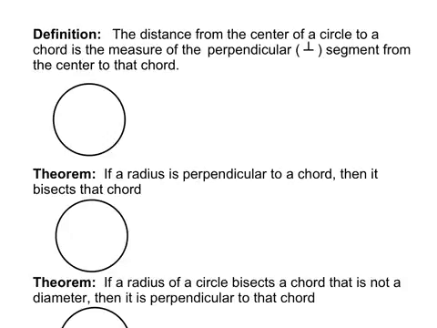All right, so on this slide we're going to look at some definitions and theorems. This is the last slide of the intro video. Our first definition, it says the distance from the center of a circle to a chord is the measure of the perpendicular segment from the center to that chord. So that's pretty wordy. Let's talk about what that actually means.